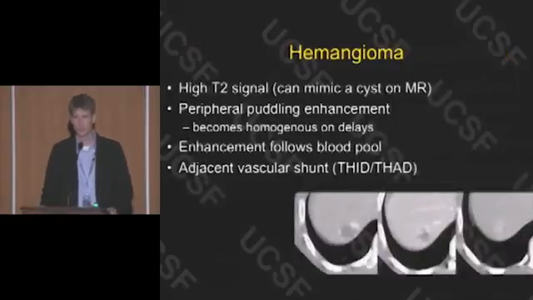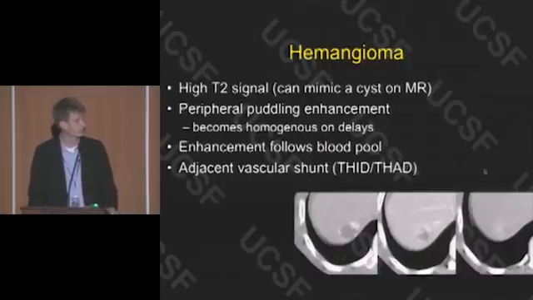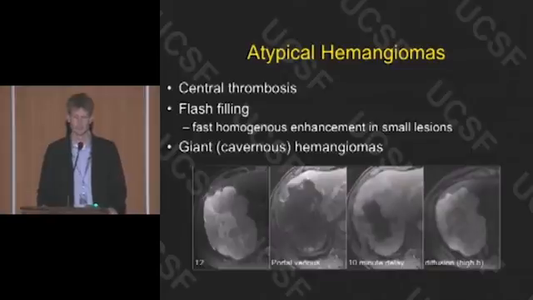Hemangioma is obviously the most common benign lesion in patients. They classically have the peripheral discontinuous puddling that slowly fills in and follows blood pool once it completely enhances. So discontinuous peripheral puddling fills in, follows blood pool, hemangioma. Most of these are very easy to diagnose, although some atypical appearances of hemangiomas can be a little confusing.